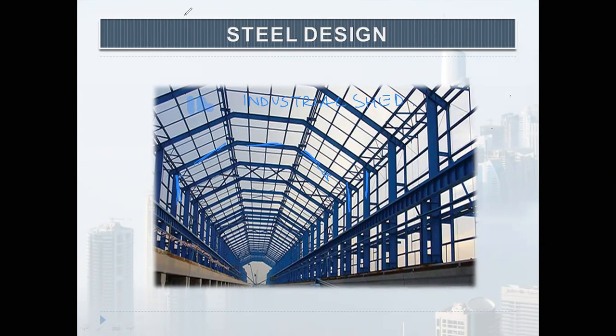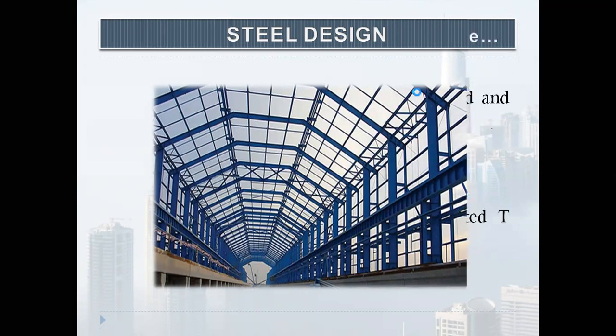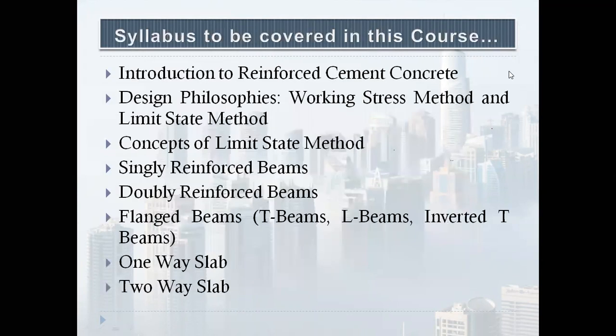Next, moving over to our subject contents. Till now we have seen that there are two types of structure designs. One is RCC design and another is steel design. RCC design is in the 5th semester of the civil engineering course, and steel design is in the 6th semester. Now moving over to the syllabus to be covered in this course.